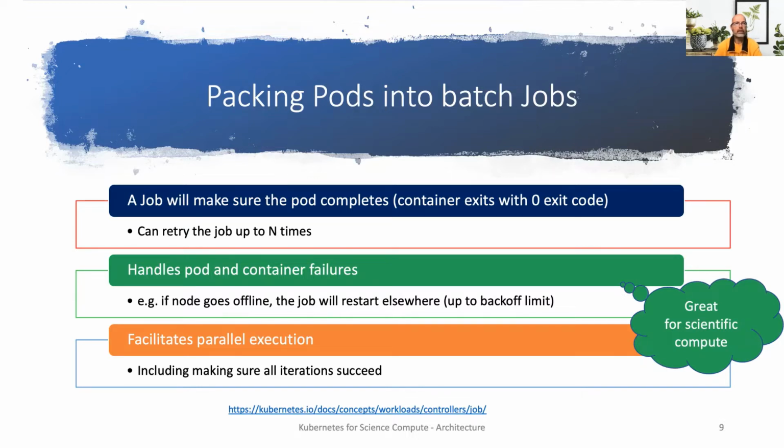So it will transparently handle pod and container failures. For example, if a node that your pod was on goes offline, if you had just a pod, it would just say, okay, I'm done. But a job will resubmit it somewhere else and get it there. It can even help you with parallel execution. So if you want to do, for example, a parameter suite, you can submit a single job with hundreds of pods inside, and the job will make sure all of them run to completion, which is what you would usually expect for something like a batch system, what scientific compute is often all about.